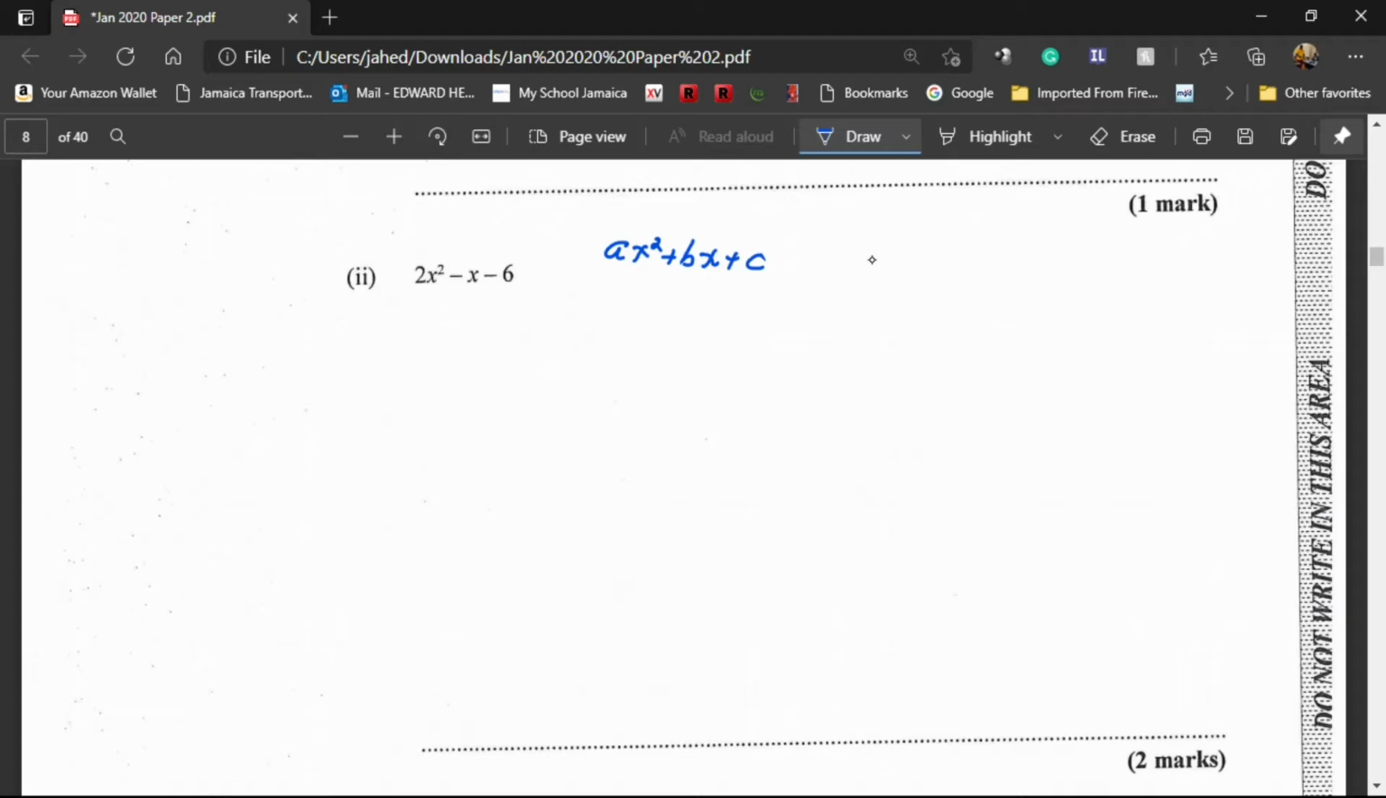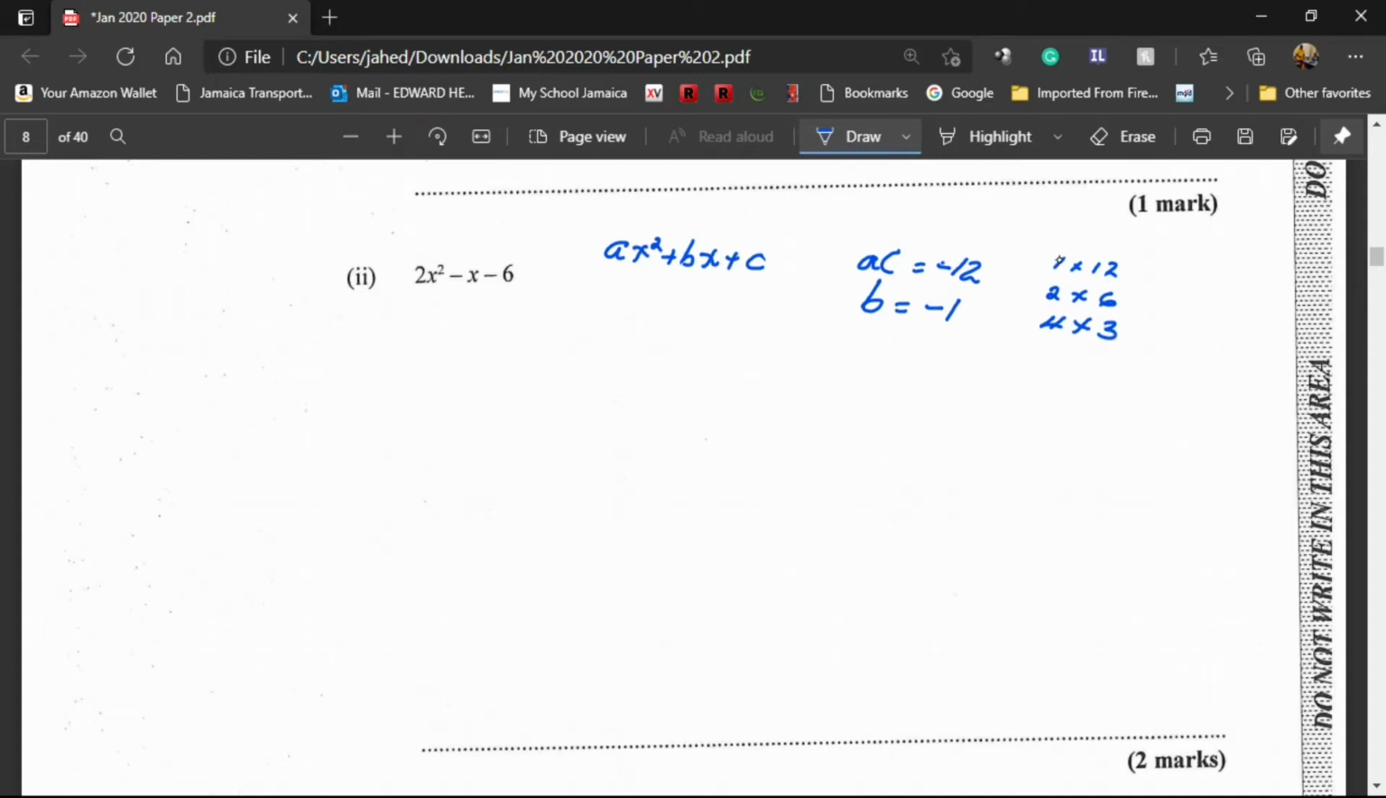So we familiarize ourselves with the process of saying that ac, which is equal to 2 times negative 6, which is negative 12, and b, which is the middle term, is negative 1. So what we do next, we normally say what factors of negative 12 can add to give you negative 1. The pairs of factors of 12 are 1 and 12, 2 and 6, 4 and 3.